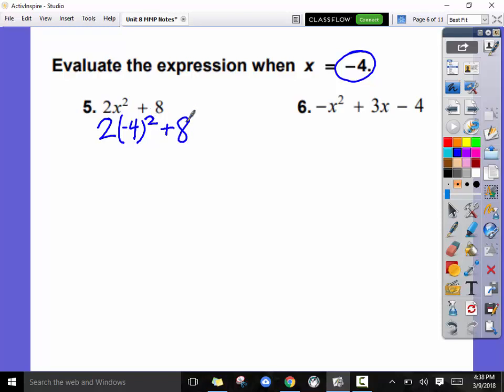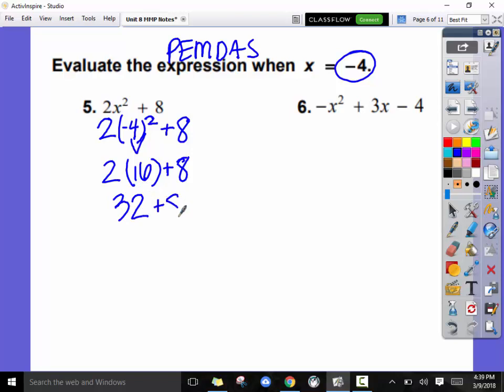Now you need to remember the order of operations says that I need to do this exponent right here before I multiply the 2. So I need to do -4 squared. Well, -4 squared is -4 times -4, which is +16. I'm going to bring everything else down. So I have 2 times 16, which is 32, plus 8, and I have 40.